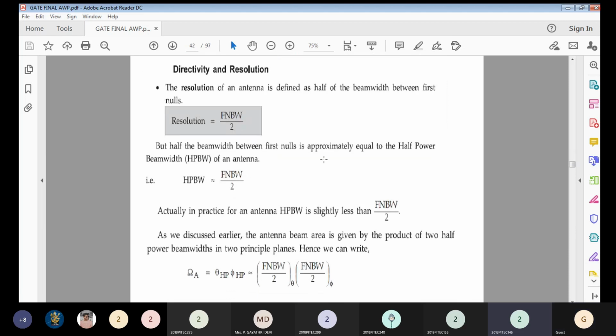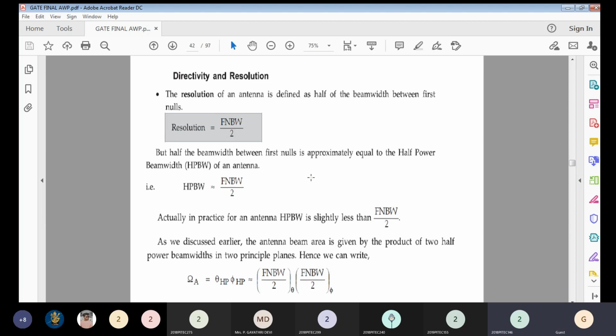The resolution of an antenna is defined by the half power beamwidth and the first null beamwidth. So the directivity of the antenna is defined as the ratio of maximum radiation intensity to the average radiation intensity of the antenna. Simply take this down. Keep in mind, the antenna directivity is represented as maximum radiation intensity to average radiation intensity.